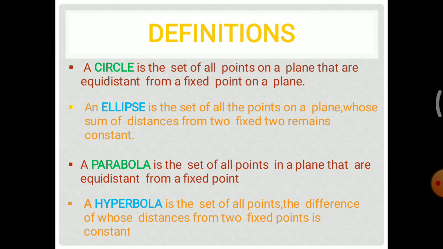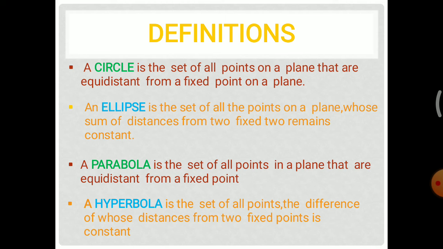Third one is the parabola. A parabola is the set of all points in a plane that are equidistant from a fixed point and a fixed line. So all points in the plane equidistant in this way form what is known as the parabola. And last one is the hyperbola.